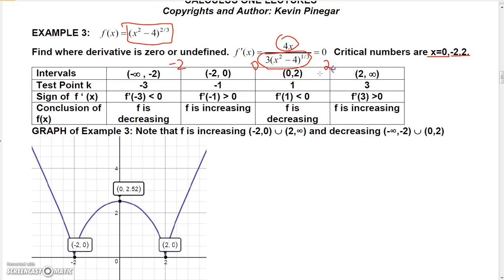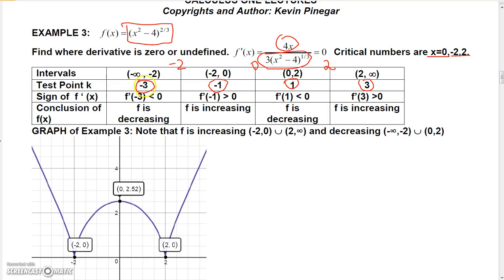So now that breaks the x-axis up into 4 intervals: negative infinity to negative 2, negative 2 to 0, 0 to 2, and 2 to infinity. So let's take negative 3 for this test point, negative 1 for this test point, 1 for this test point, and 3 for this test point.